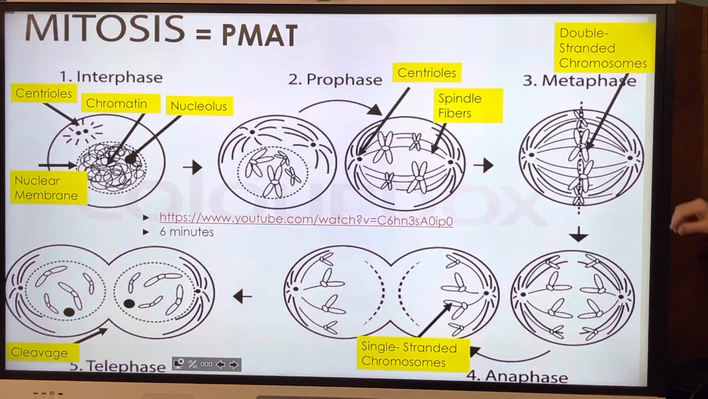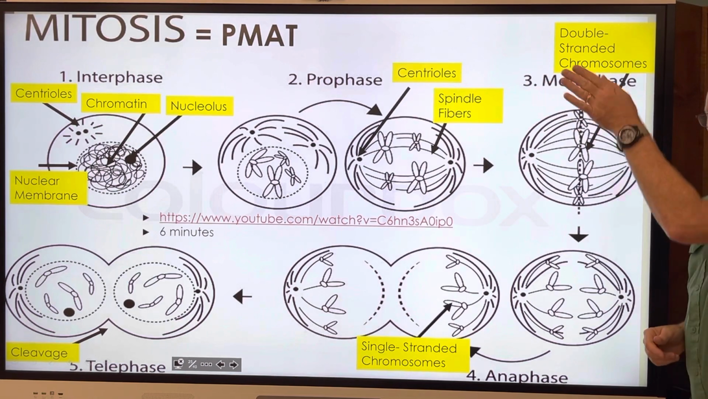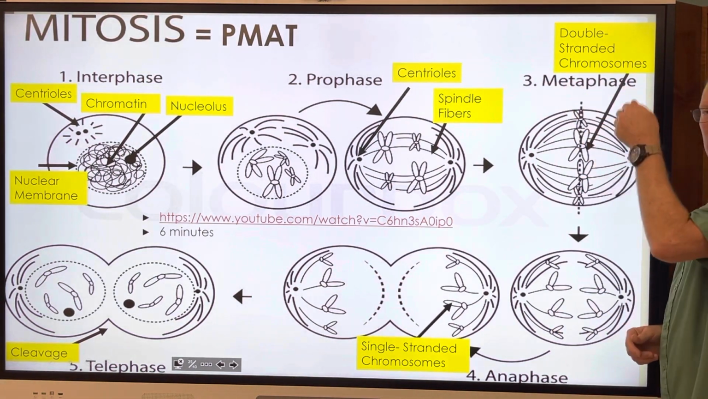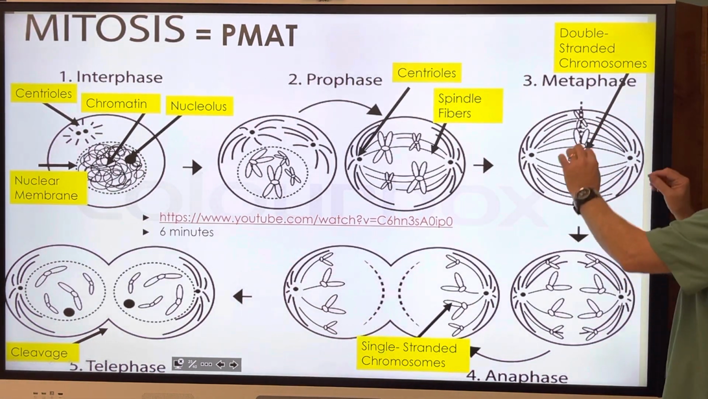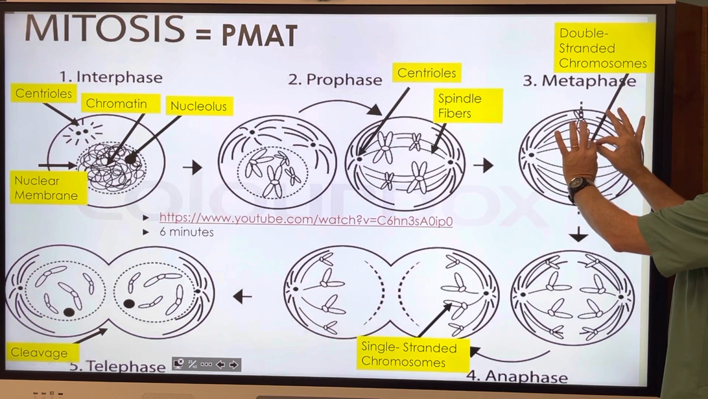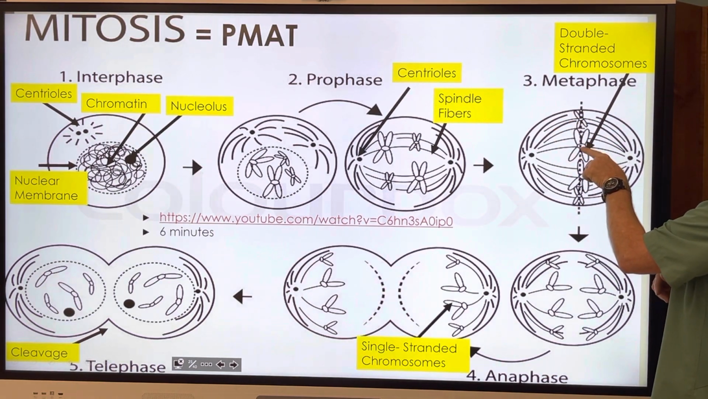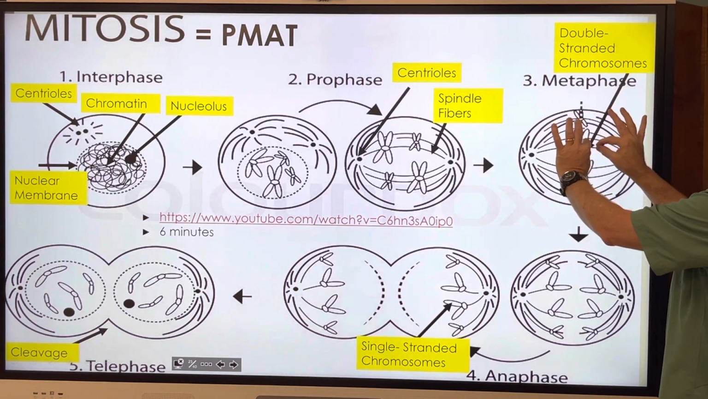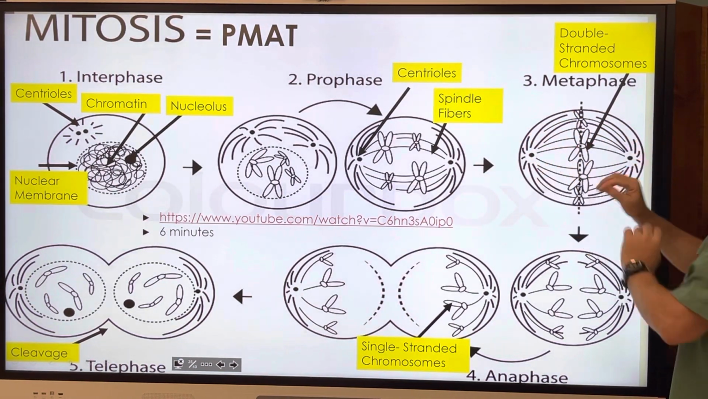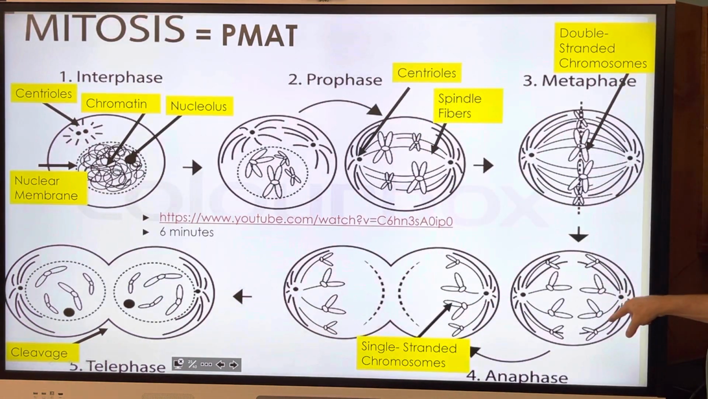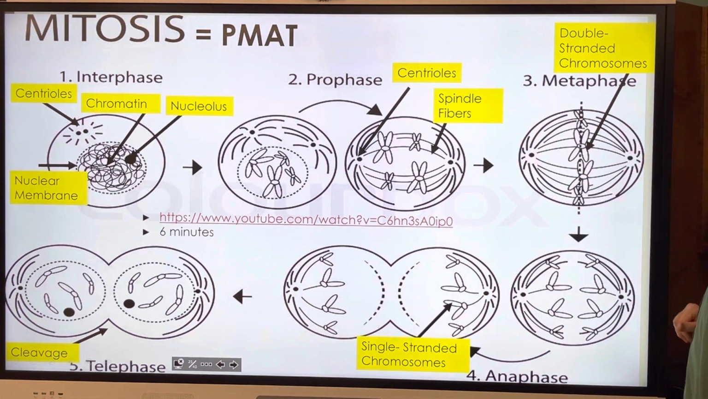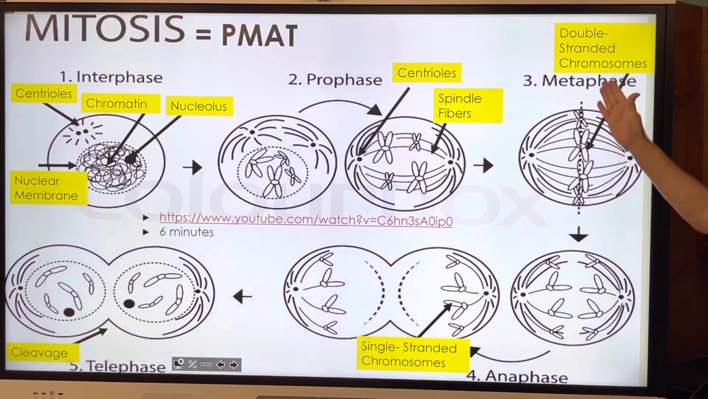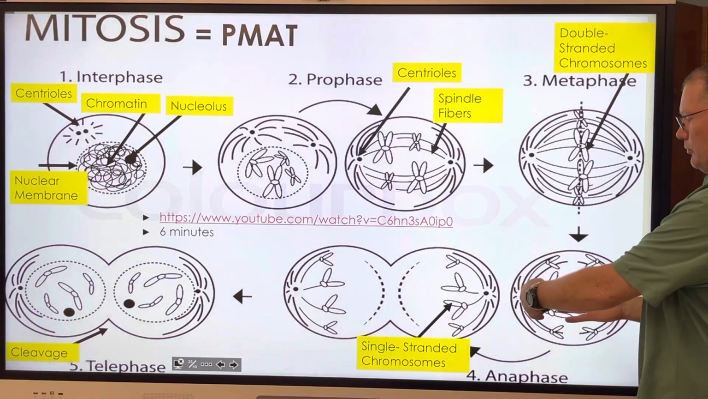In metaphase, meta meaning middle, meta is just MM, meta middle, okay? All of the chromosomes are lined up right down the middle of the cell. And these spindle fibers are going to attach themselves to these centromeres, and they're going to pull apart the chromosomes in halves. Here, okay? They grab onto the centromere, and they pull them apart to opposite poles of the cell. And so metaphase, middle. Anaphase is when they start pulling apart.